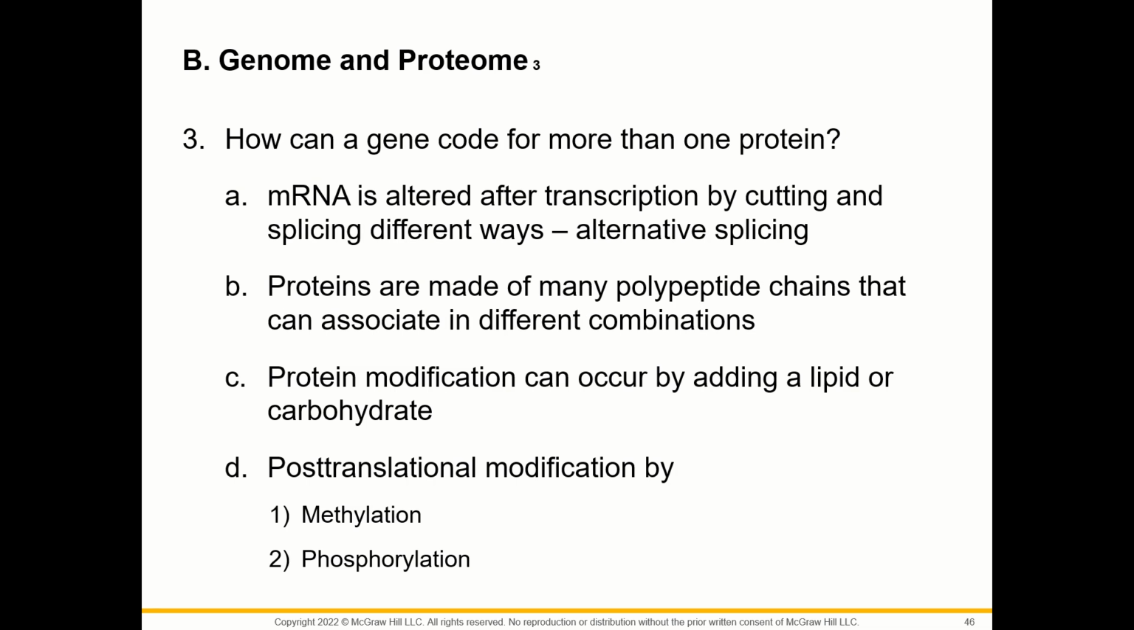So, how does a gene produce more than one protein? This is not completely understood, but part of the answer may include the following. An mRNA is altered after transcription by cutting and splicing in different ways. This is called alternative splicing. Or proteins are made of many polypeptide chains that can associate in different combinations. Or protein modification can occur by adding a lipid or a carbohydrate.